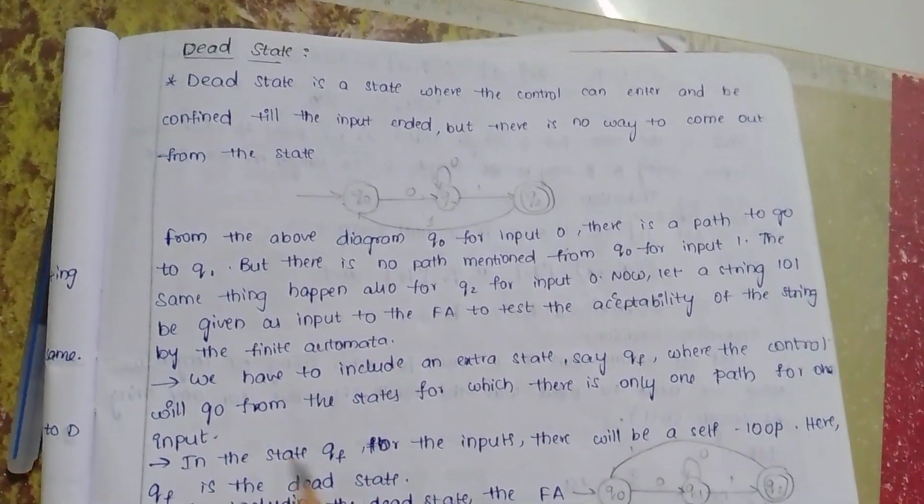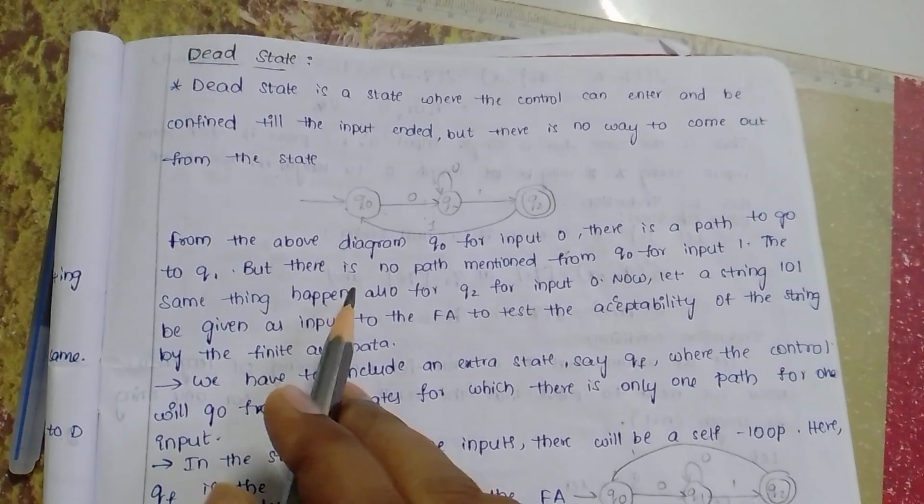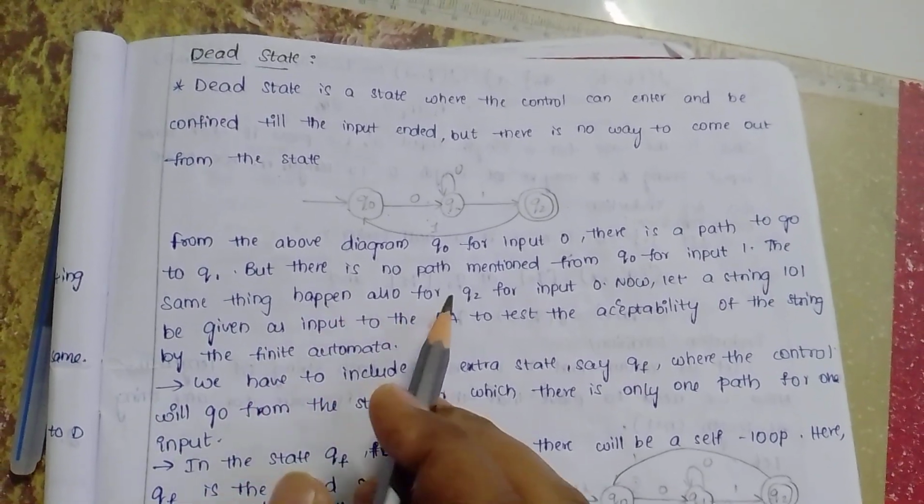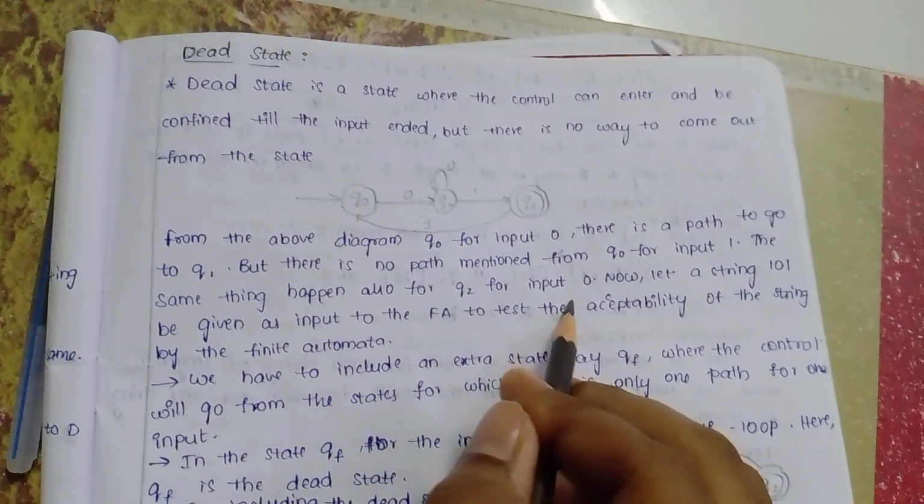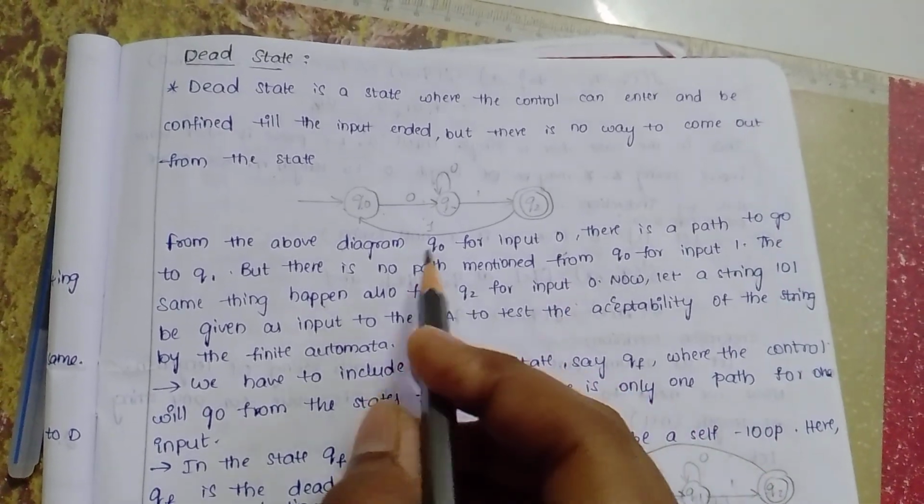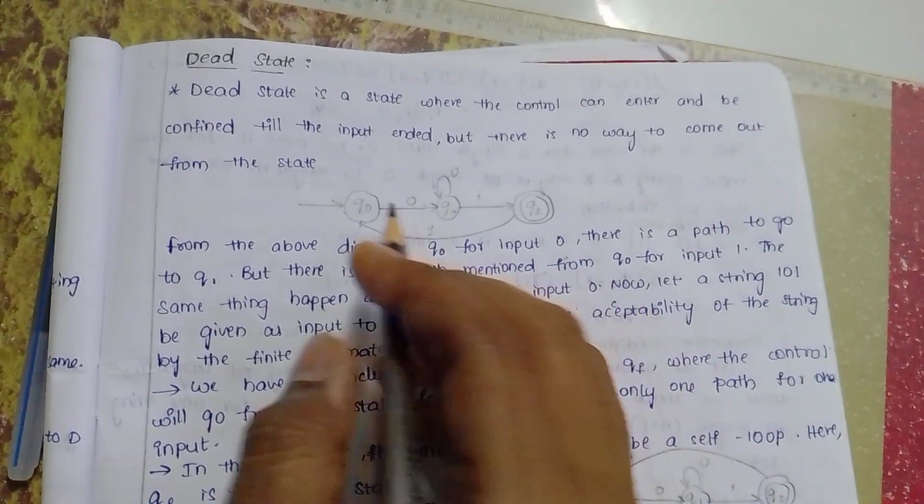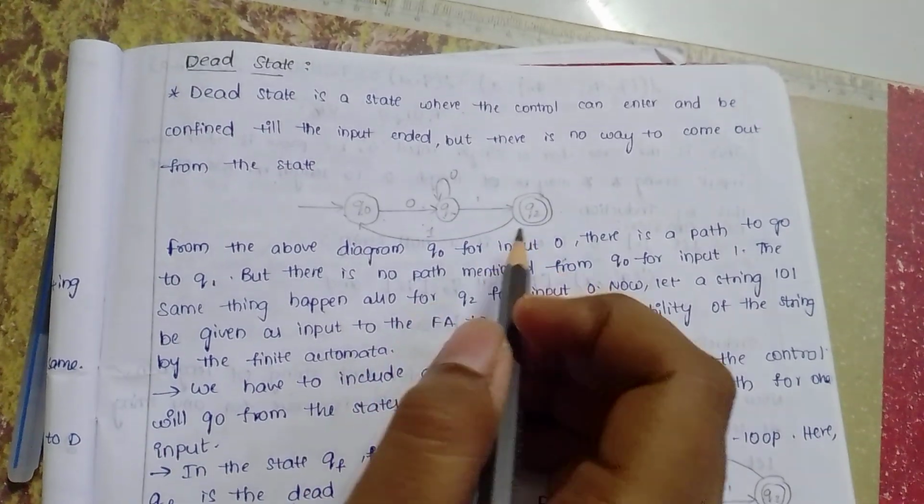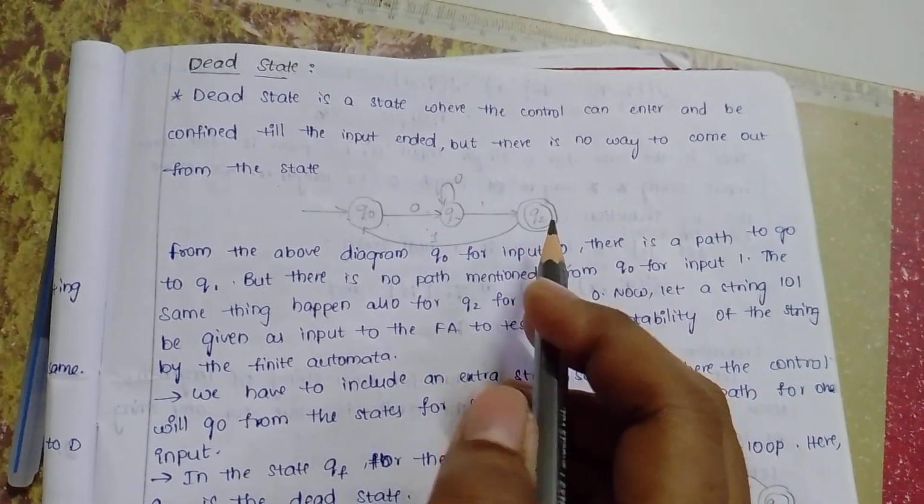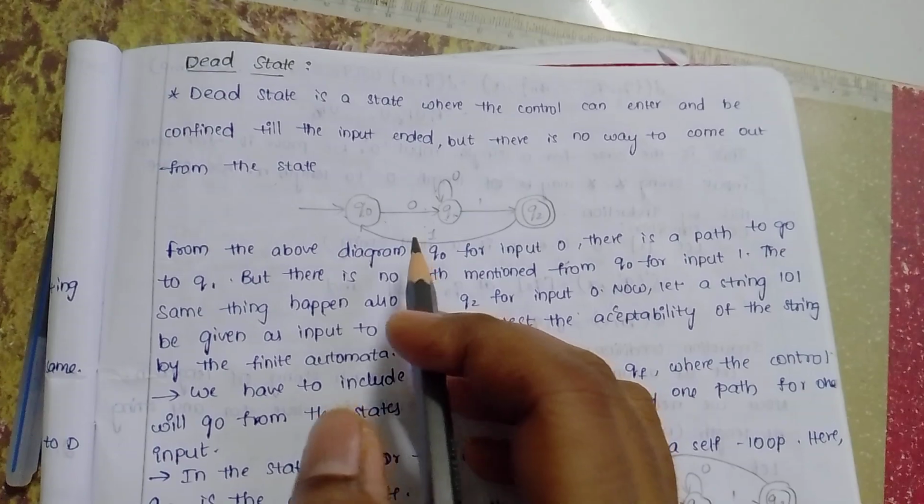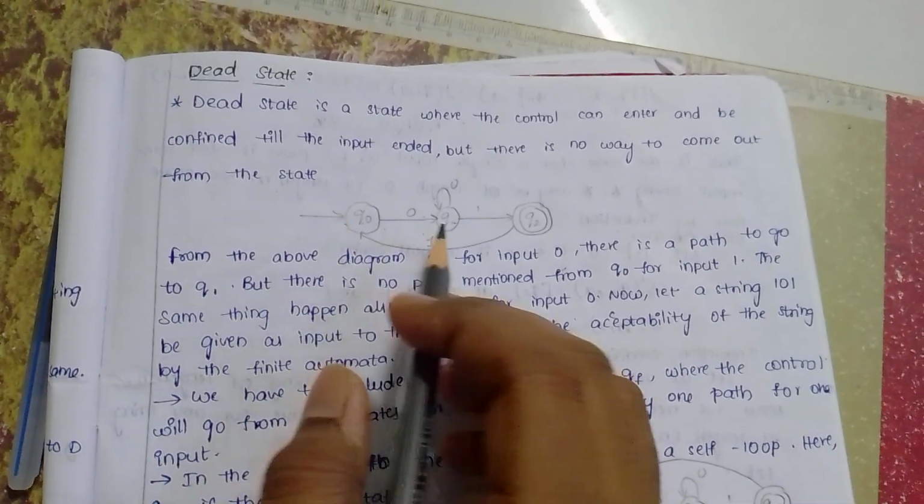The same thing happens for Q2 for input 0. So the same thing mentioned above: there is no path from Q2 with input 0.